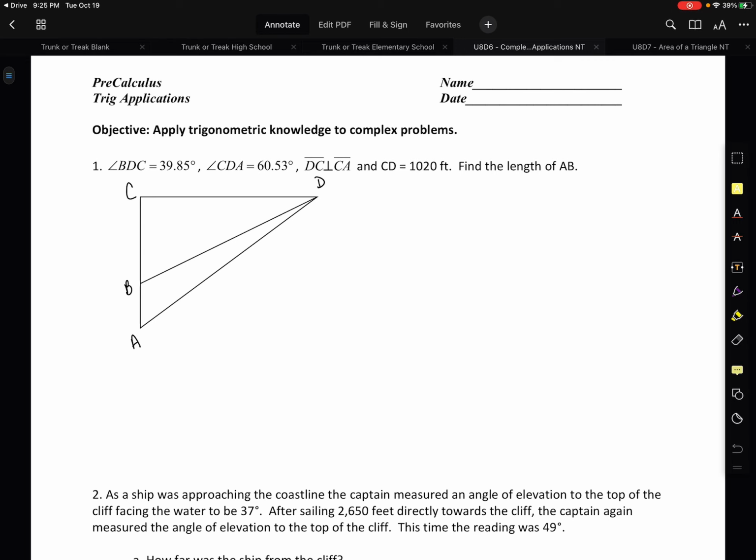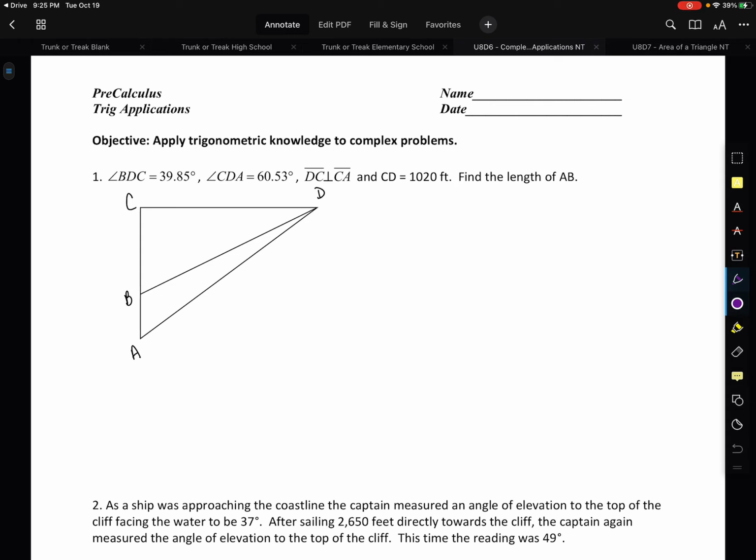Alright, so here's problem 1. BC is perpendicular to CA, so that means there is a right angle at C. We're told that BDC is 39.85 degrees, CDA is 60.53 degrees, and CD is 1,024. We want to find the length of AB.